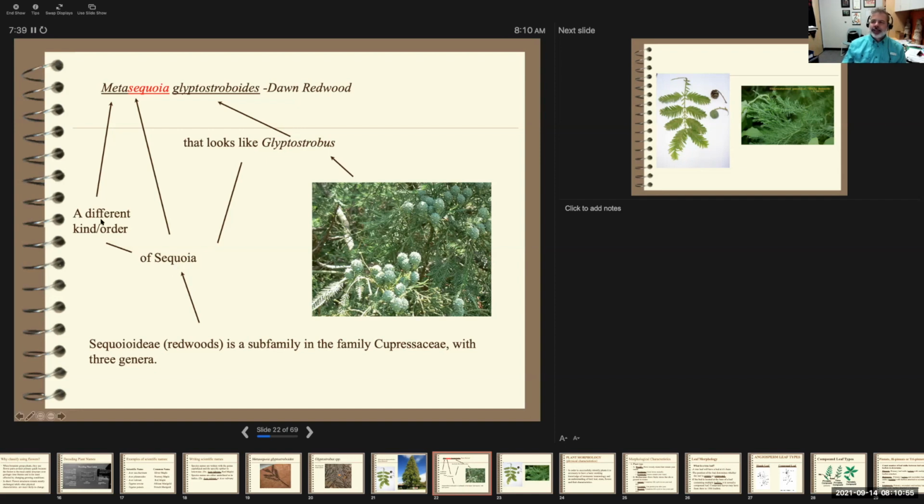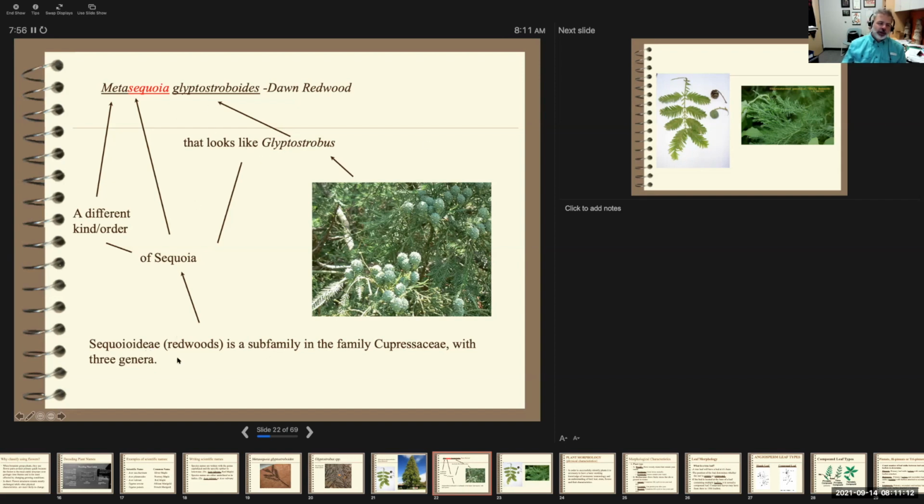But it's not saying that it is a sequoia. It's just saying it's a different kind of sequoia, or it likens to a sequoia. And what does this mean? Glyptostroboides. That looks like Glyptostrobus. So the scientific name, if you break this down, it's a different kind of sequoia that looks like Glyptostrobus.